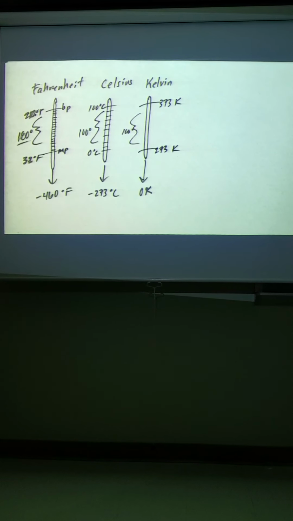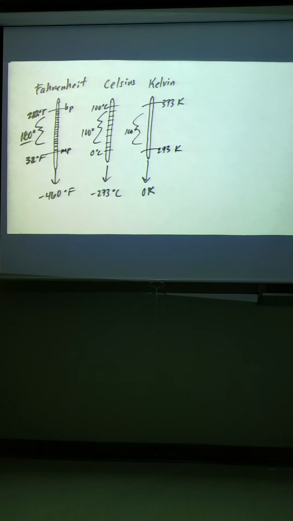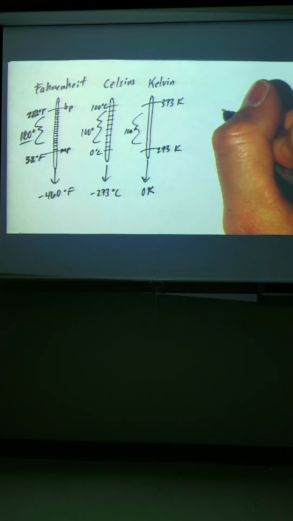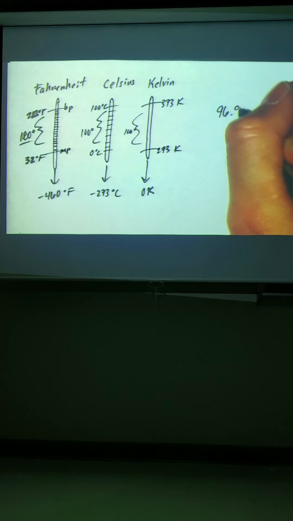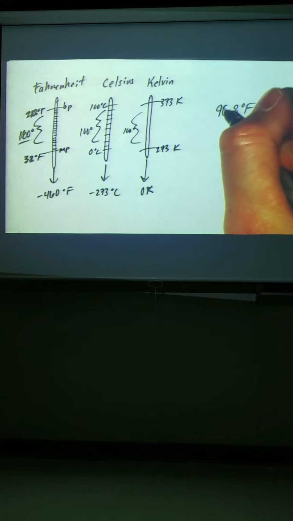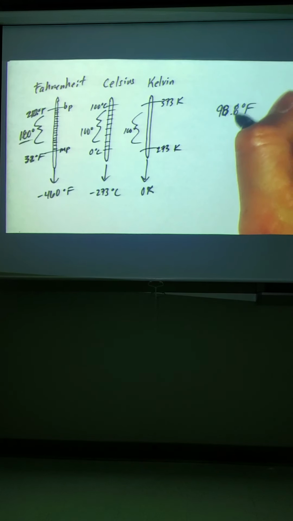We need to be able to jump back and forth between these temperatures. So let's say we go to Mexico or to Canada on vacation, and we think we have a fever. What would a fever look like in that situation? If we know that 98.6 degrees Fahrenheit would be something that's normal, whoops, 98.6, I said it right, just wrote it wrong.